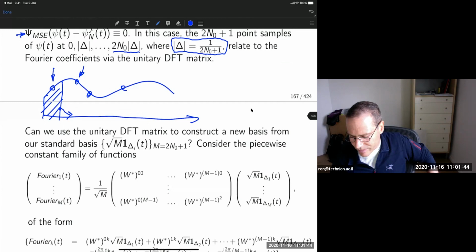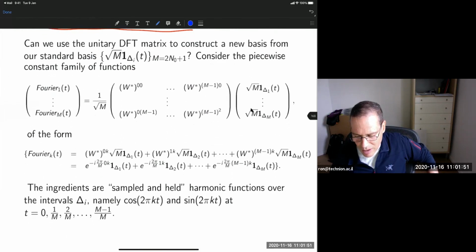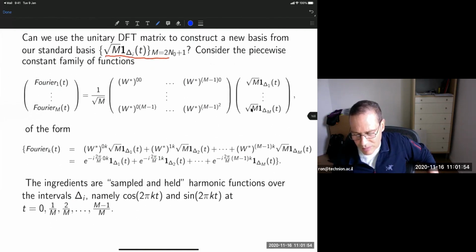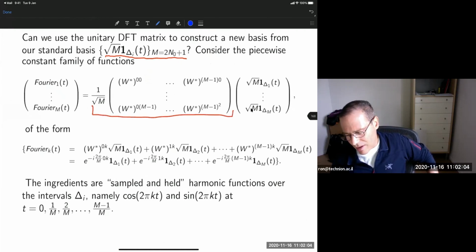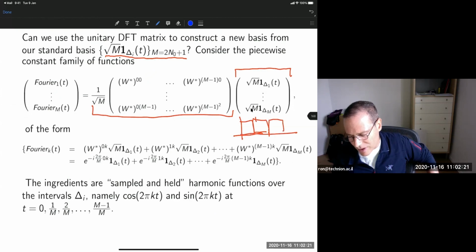Now, in order to get there, what we would like to see is how the standard basis, remember this was our standard basis, is related to my Fourier basis. So let's use the fact that the DFT matrix is a unitary matrix and take the standard basis. Remember, the standard basis was my basis of one or square root of m that was shifted in unit intervals. So this was the first, the second was that one, the third one was that one, etc. And we multiply, as we did with the Haar and the Walsh-Hadamard, etc., my standard basis with this DFT unitary matrix.